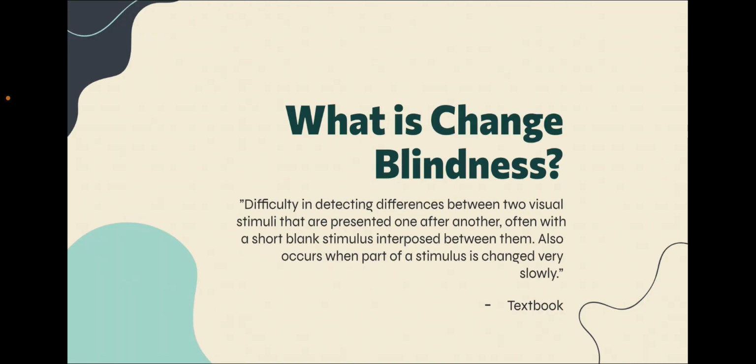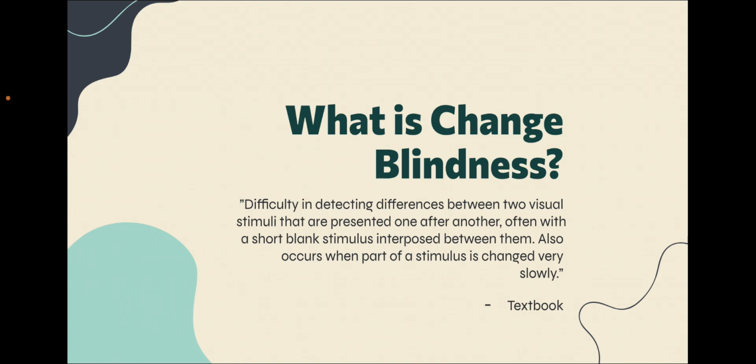So, what is change blindness? Here's the definition that we get from the textbook. Change blindness is difficulty in detecting differences between two visual stimuli that are presented one after another, often with a short blank stimulus interposed between them. Also occurs when part of a stimulus is changed very slowly.